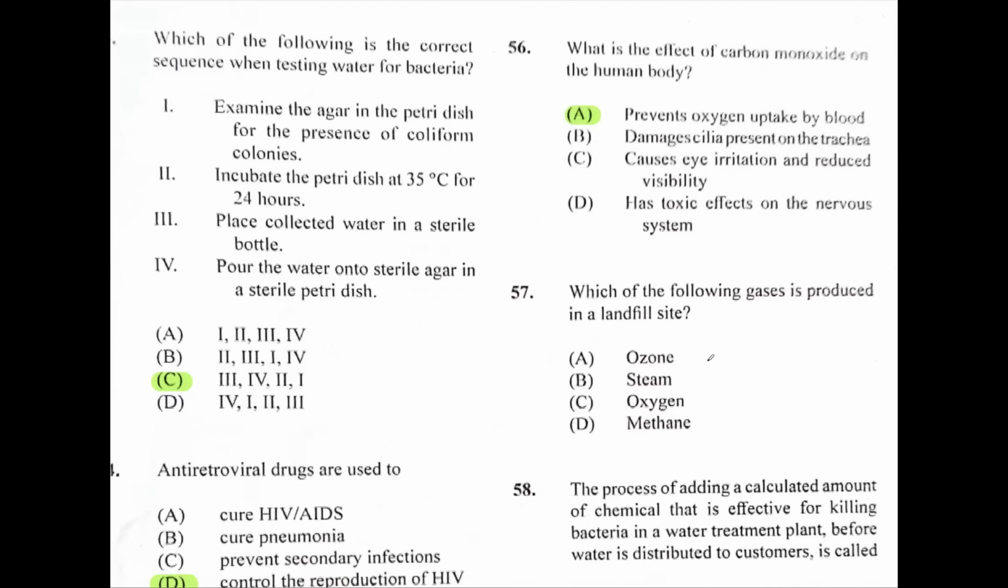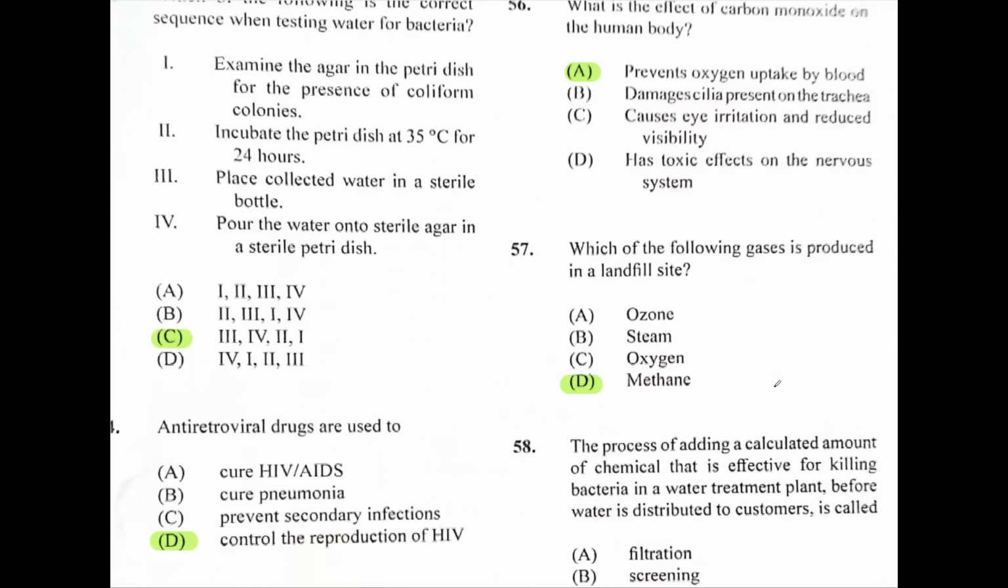Which of the following gases is produced in a landfill site? Ozone, steam, oxygen, and methane. And we will go with D for question 57.